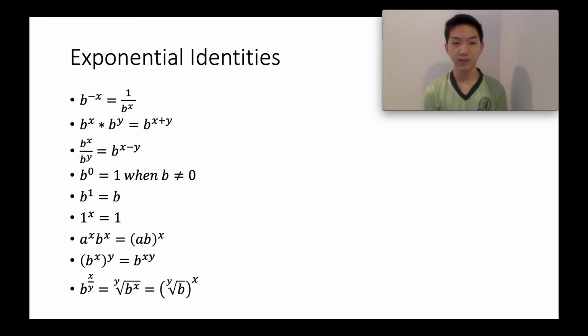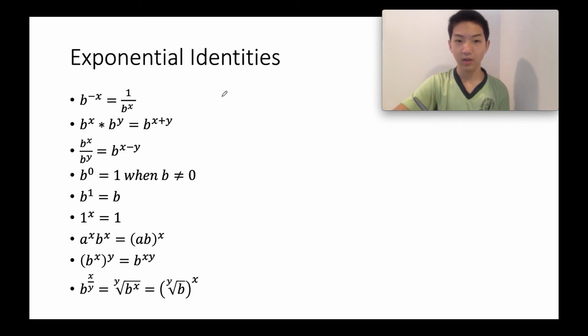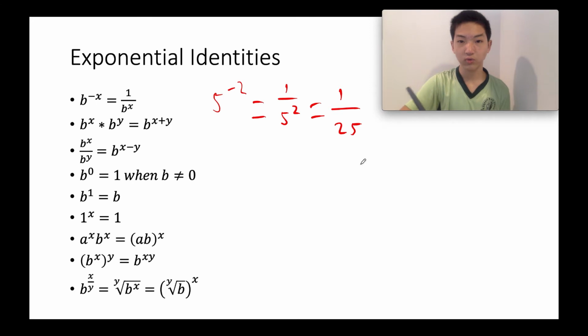Here is a list of exponential identities. So first we have b to the negative x is equal to 1 over b to the x. So this involves negative exponents. For this, the use would mainly be if you had, say, some expression that evaluates to 5 to the negative 2. Well, then you could use this identity to know that it's equal to 1 over 5 squared. And then you could evaluate further to get 1 over 25.